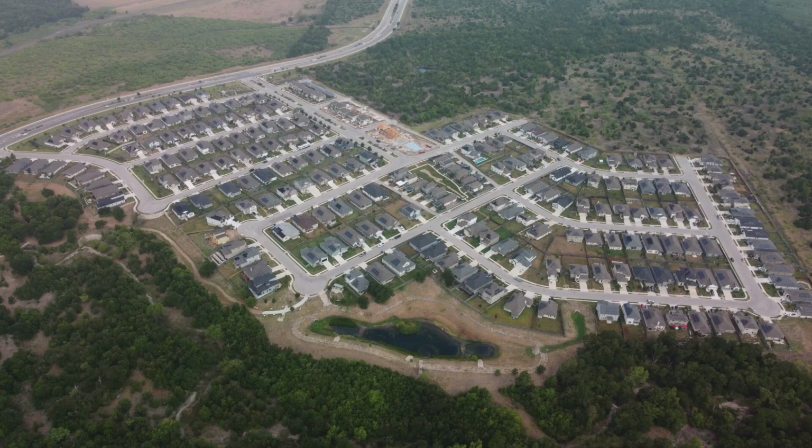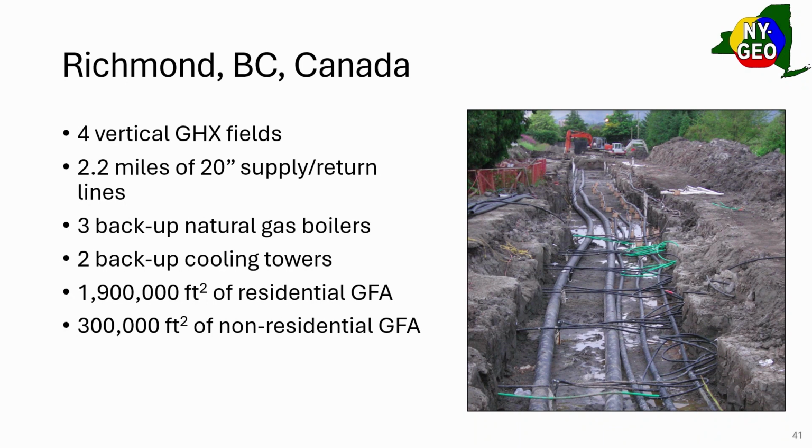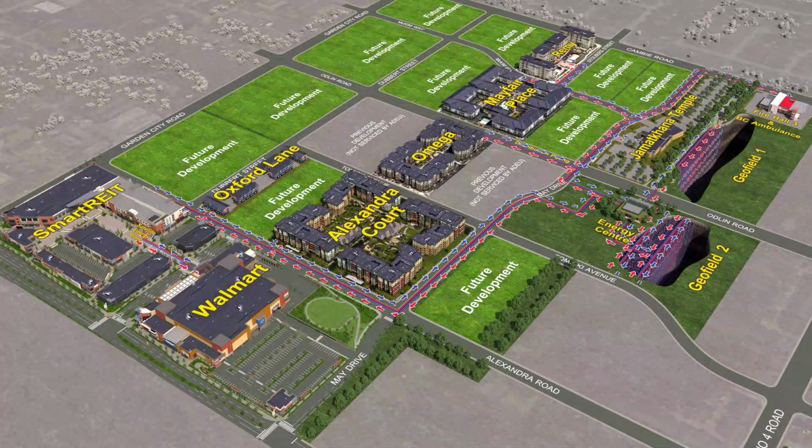So that fixed connection fee can certainly work, but a little bit more interesting district system, and not to say that Whisper Valley isn't interesting, when I say interesting, I mean more complex rate structure, is the city of Richmond in British Columbia. These guys have 4 vertical fields, 2.2 miles of 20-inch pipe for the supply and return lines. They have 3 backup natural gas boilers, 2 backup cooling towers, 1.9 million square feet of residential gross floor area, and 300,000 square feet of non-residential gross floor area. This is the system, so they have a fire hall, Walmart, condos.